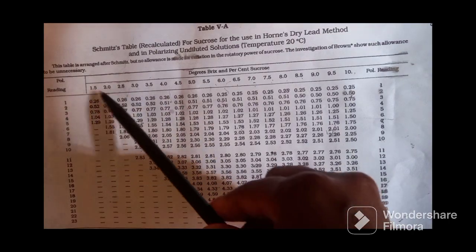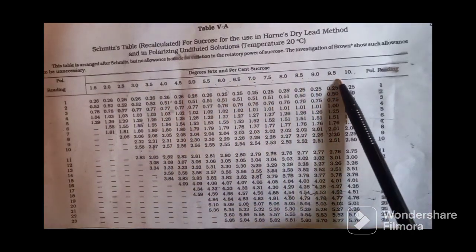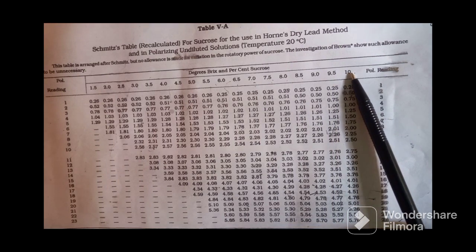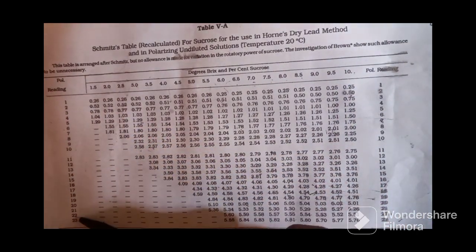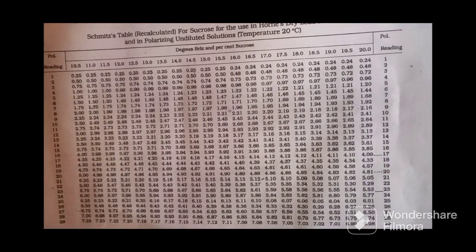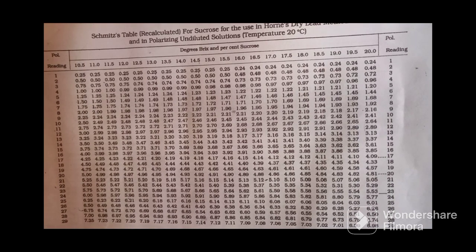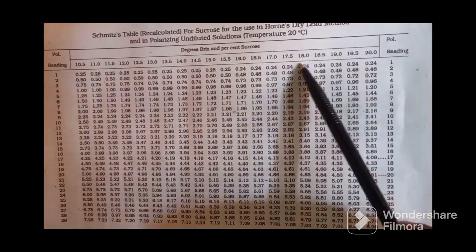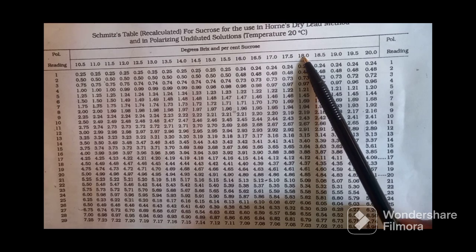In this table, the highest Brix is 10, but the Brix of our first expressed juice is 18. And the pol of first expressed juice is 64, yet the highest reading in this table is 23. So we will move to the next table. In our next table, the highest Brix is 20, so our 18.1 will lie there, but the highest pol reading is 21. So we'll still go to the next table.